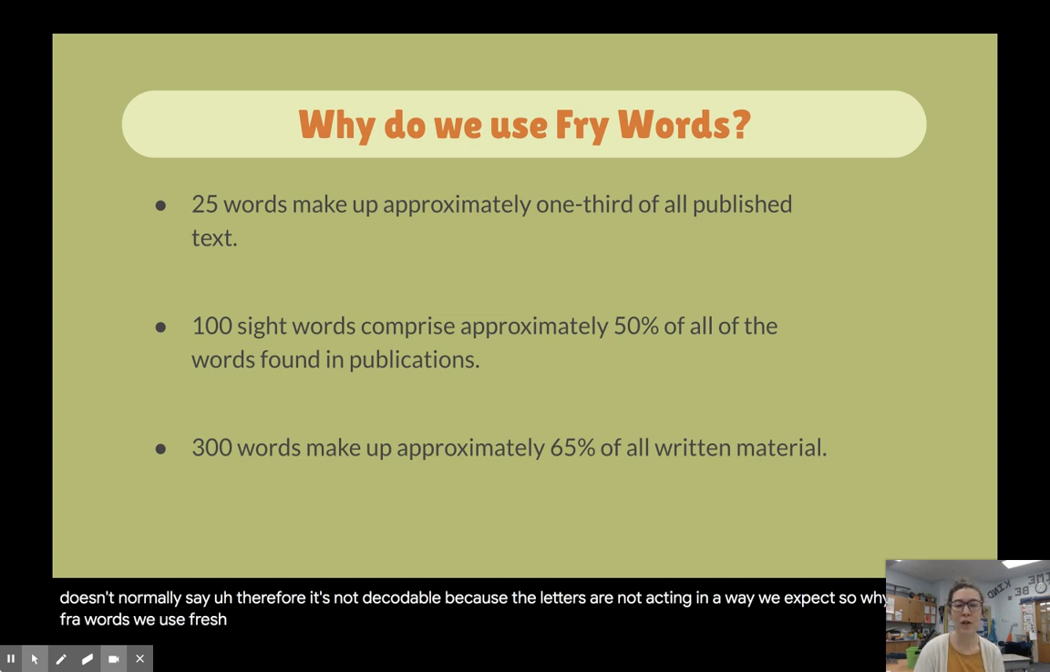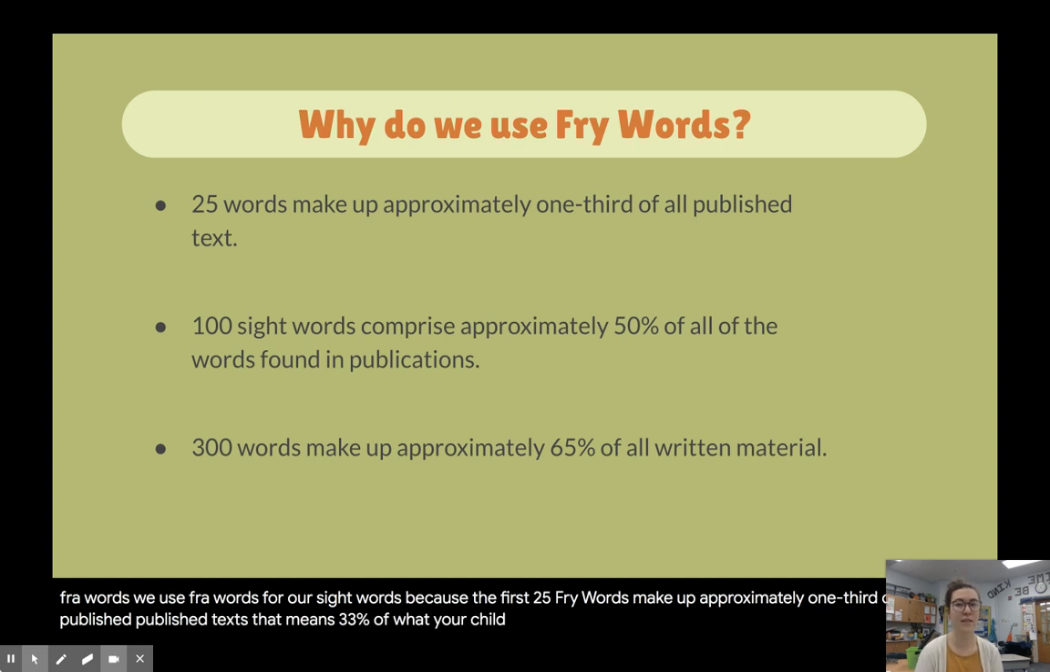We use Fry words for our sight words because the first 25 Fry words make up approximately 1/3 of all published text. So that means 33% of what your child reads are these first 25 words. The first 25 sight words are words like the, of, and, a, to, is. So very common words that we see in English.